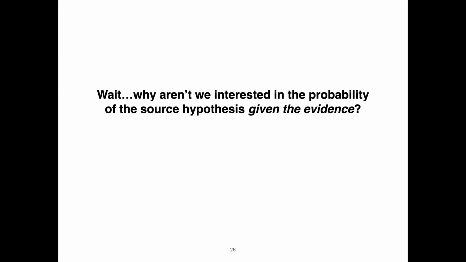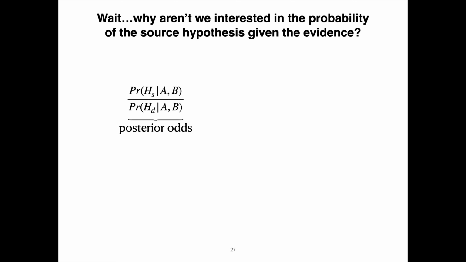Okay, but at this point you might be saying, wait, Chris, why aren't we interested in the probability of the source hypotheses given the evidence, kind of flipping this thing around? And here what I'm referring to is the statistical notion of a posterior odds, right? So what's the probability that the crime scene evidence was generated by our suspect, given the values of the evidence, A and B, compared to the probability that the suspect did not generate the crime scene evidence, that they're different sources, given the data A and B.